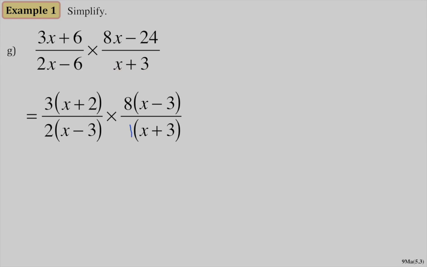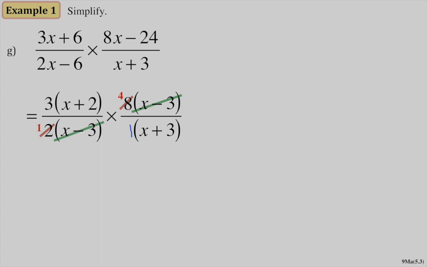Let's look, are there any common brackets that I can now cancel? Because there's a times sign here, I can do that. X take 3 cancels with x take 3, so there's brackets that are cancelling. But there's a number 2 and a number 8. They can also cancel. So let's cancel the brackets first. Number 2, 2 goes into itself once, 2 goes into 8 4 times.